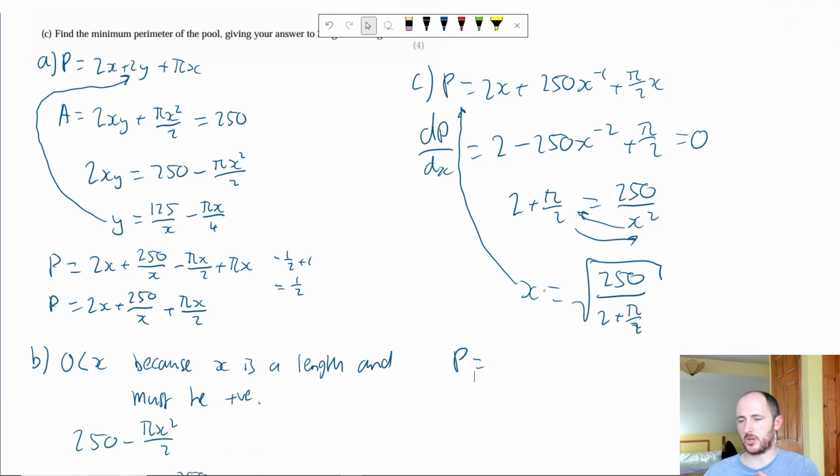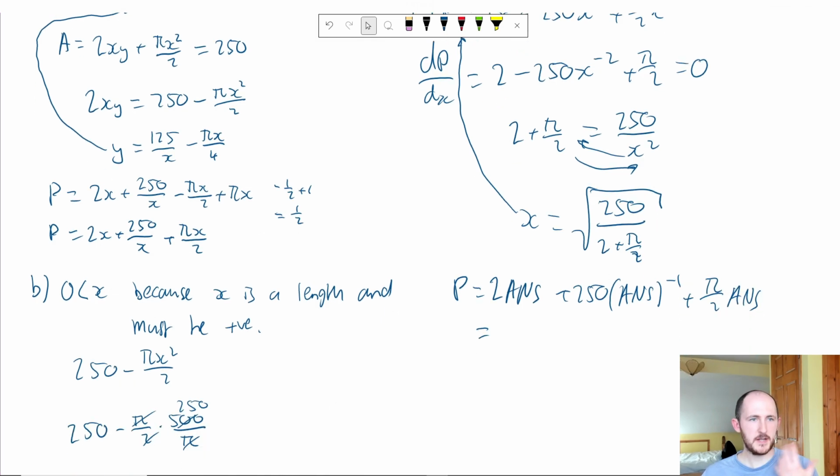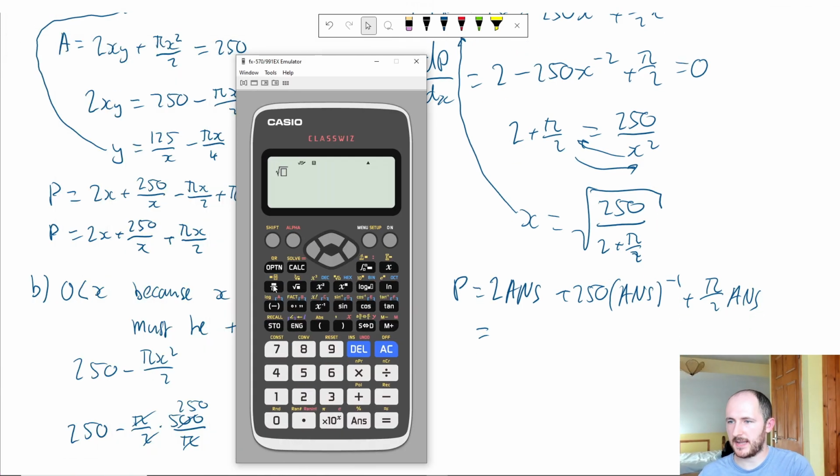And again, we're going to use the good old-fashioned ANS button. Plus 250 ANS to the minus 1 plus pi over 2 ANS. And that'll give me my final answer. So let's quickly sub this in. So we have 250 over 2 plus pi over 2. Yeah, that's my answer. I don't know why I brain froze there for a second.